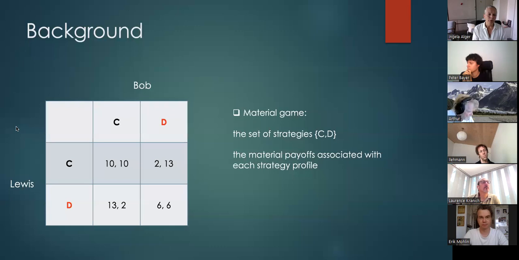If we bring this idea to bear on strategic interactions, what will happen? Consider this material game here. It has two players, Lewis and Bob, two strategies, cooperate and defect, and the numbers in the matrix show the material payoffs that the players obtain for each strategy profile. As you will have recognized, this material game is a prisoner's dilemma.